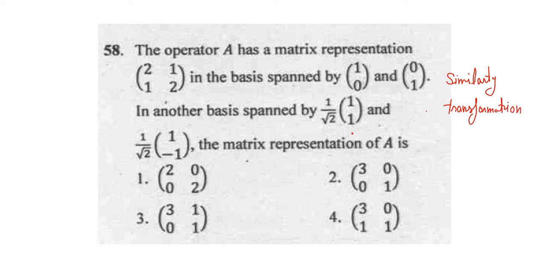So I will give some detail about the similarity transformation. Given a matrix, you have to find it in a different basis. Both matrices are known as similar matrices, and they represent the same linear map under two different bases. We can convert the given matrix into the matrix B in the basis 1 by root 2 (1, 1) and 1 by root 2 (1, minus 1) using a similarity transformation, or using a matrix P, which is an invertible matrix.